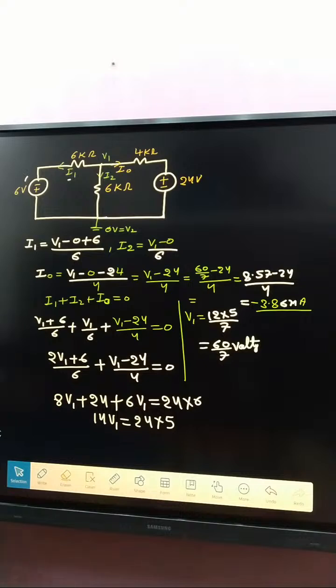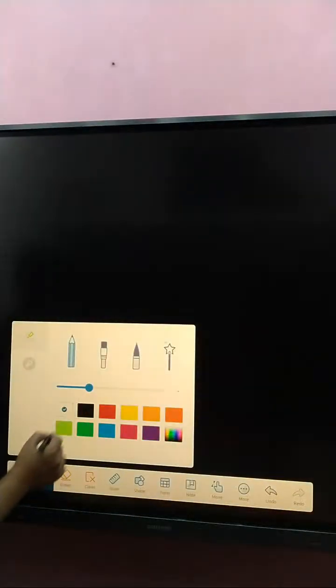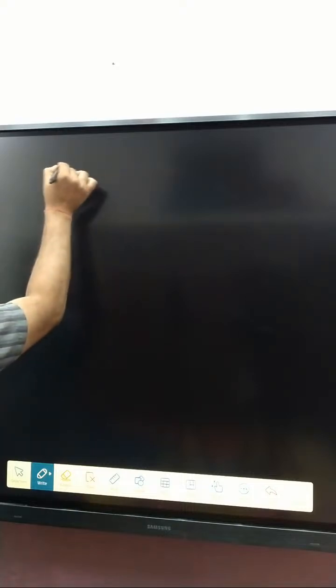So the final answer is minus 3.86. I hope it is clear. So now the next problem is, I have taken another problem. Make it first of all, then I will take another problem. Okay. Now next problem.